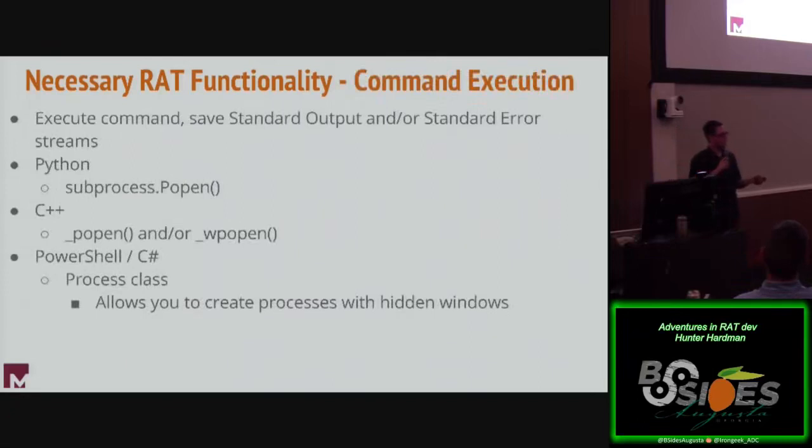As far as command execution, essentially what we want to do is execute a command and save the standard output and/or standard error streams. In Python, you can do this a couple of ways. You can use the subprocess Popen function. In C++, they have the same popen, and then the wide popen function. And in PowerShell and C#, you can use the Process class, which allows you to create processes with hidden windows and whatnot. So really nice functionality.